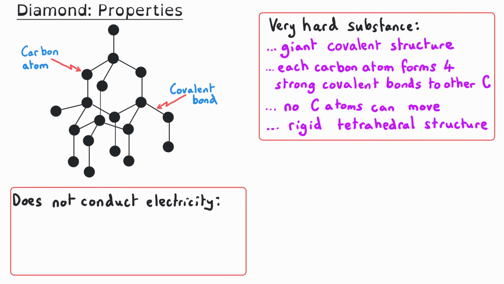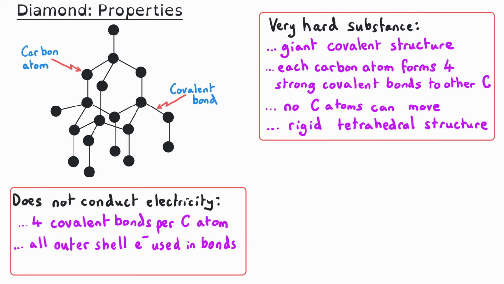The second property is that diamond does not conduct electricity. And this is because it has 4 covalent bonds per carbon atom in the structure. And each covalent bond is made up of a shared pair of electrons, and so each carbon atom uses up all of its outer shell electrons, those valence electrons. They are all used in bonding. And so as a result of this, there are no delocalized electrons to move through the structure and carry charge, and so diamond does not conduct electricity.